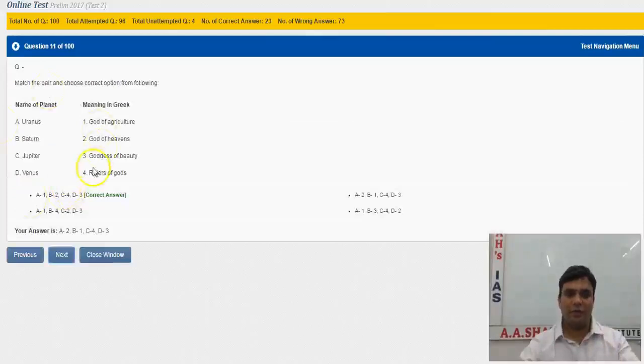So again, you can see some questions on planets and their meaning in Greek. This is just for your entertainment, for enrichment of knowledge. This might help you in your mains answer writing. But such questions, I don't think UPSC will ask. Maybe a couple of options, but you can never be so sure about what the commission might think of asking next year. So we're trying to compensate for every unpredictability as far as possible.